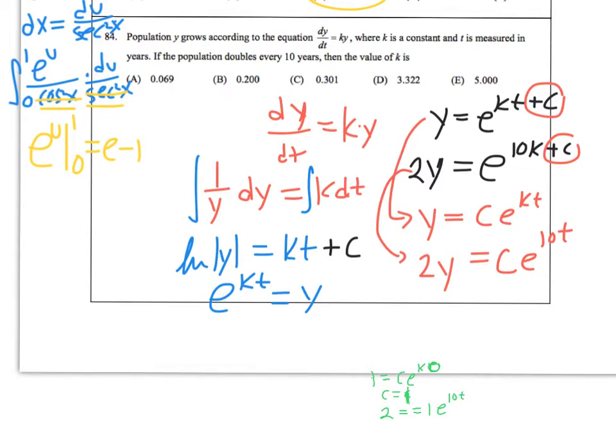And if we want to get that out of that exponent, we've got to take the natural log of both sides. And we get the ln of 2 is equal to 10k. So ln of 2 divided by 10 should be our k value. So one of these values is going to be ln of 2 over 10, and that's going to be a.